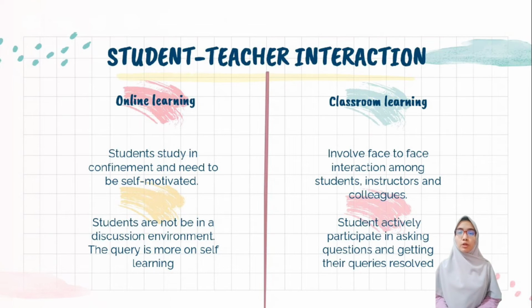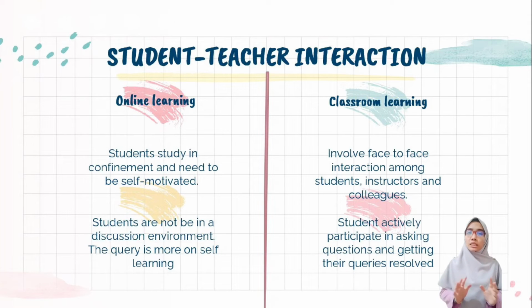The first difference between online learning and classroom learning is on the criteria of student-teacher interaction, which means classroom learning involves face-to-face interaction between students, instructor and colleagues, while in online learning, the students only study in confinement and need to be self-motivated. For the next difference on this criteria, in classroom learning, students actively participate in asking questions and getting their queries resolved. It provides a dynamic learning experience. Dialogues among individuals lead to a flow of conversation and provide an opportunity to share their experiences.